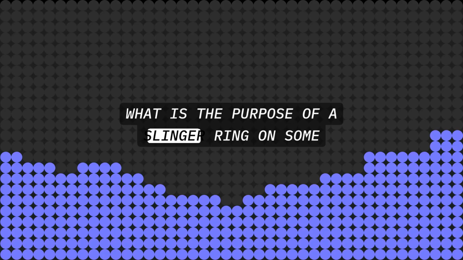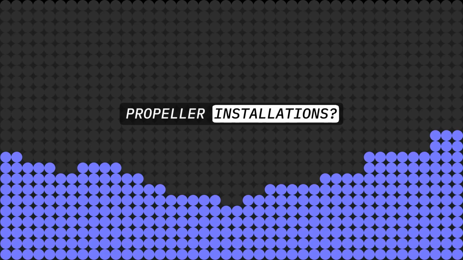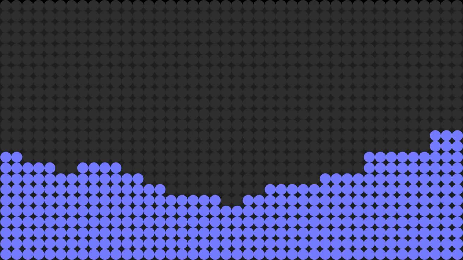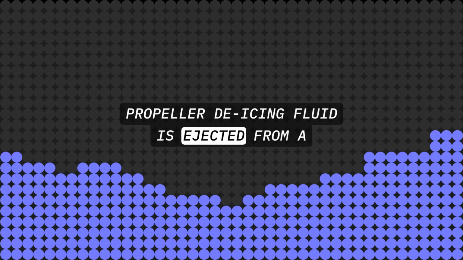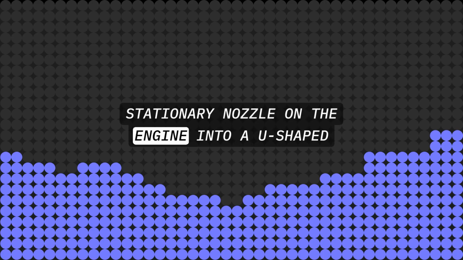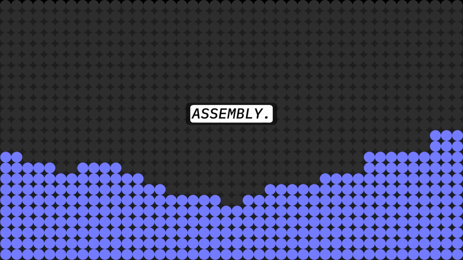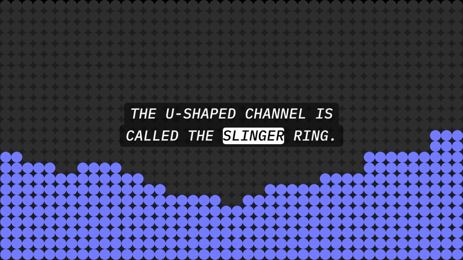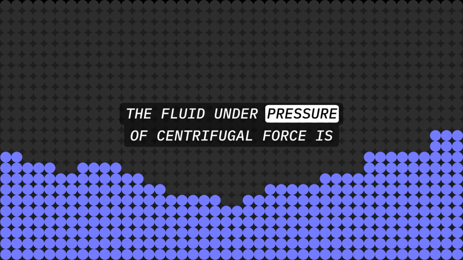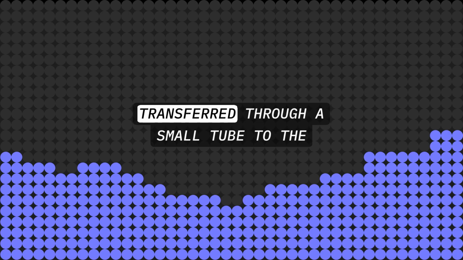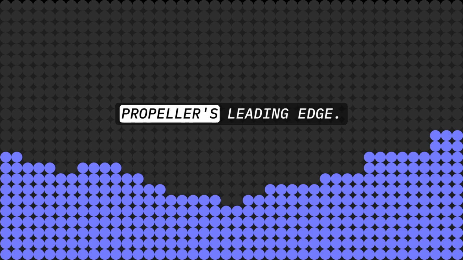What is the purpose of a slinger ring on some propeller installations? Propeller de-icing fluid is ejected from a stationary nozzle on the engine into a U-shaped channel attached to the rear of the propeller assembly. The U-shaped channel is called the slinger ring. The fluid under pressure of centrifugal force is transferred through a small tube to the propeller's leading edge.